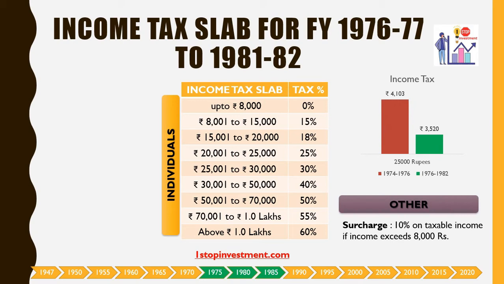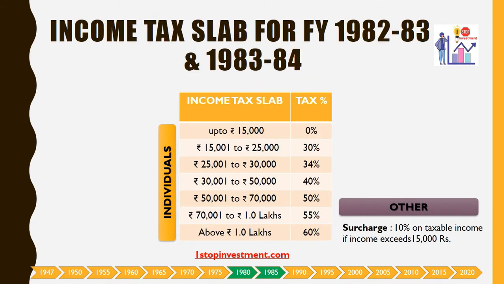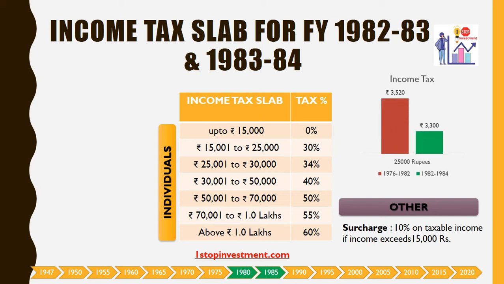For the next financial year 1982 to 84, again the number of tax brackets were reduced and zero tax slab was increased to 15,000 rupees. For a total income of 25,000 rupees, a person had to pay 3,300 rupees as tax, which is 6% lesser than the previous tax slabs.